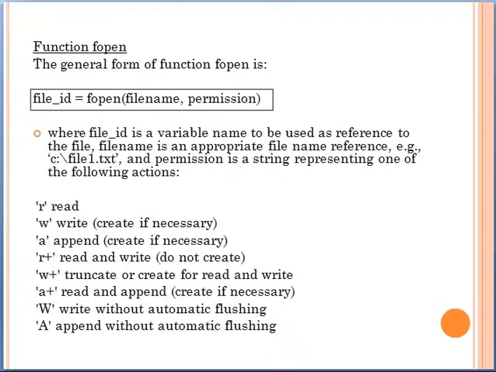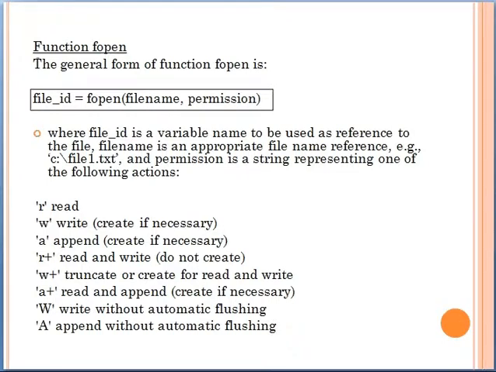Okay, here is an example of the function fopen. The general form of this function is fileid = fopen(filename, permission). Here fileid is a variable name to be used as a reference to the file. Filename is an appropriate file name, for example C:\file1.txt, and the permission is a string representing one of the following actions.